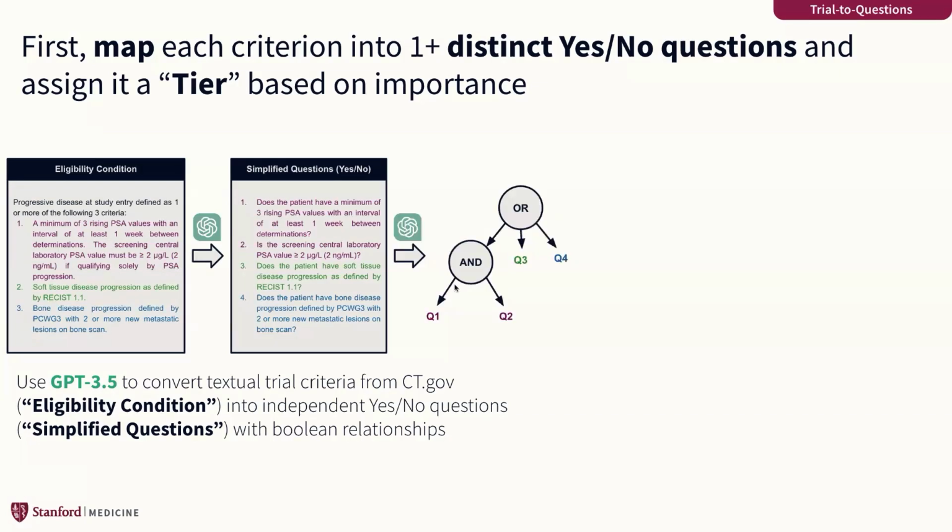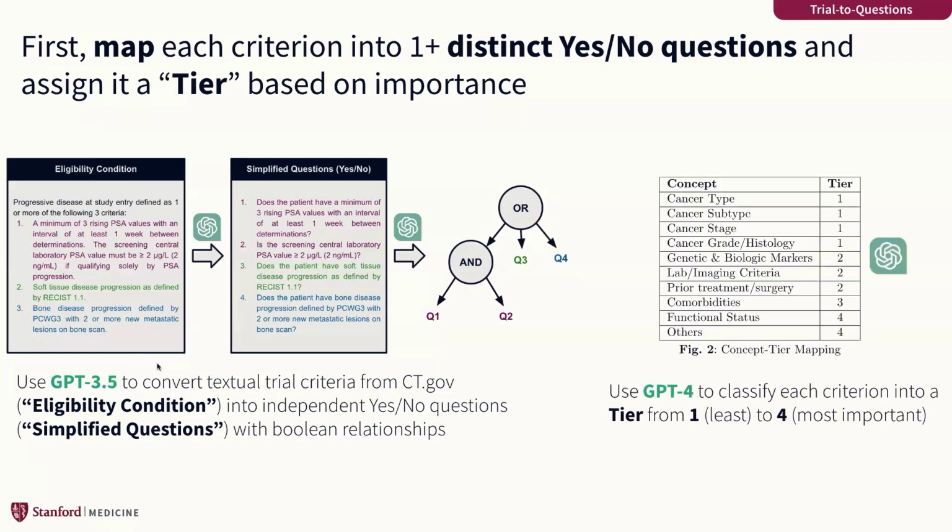Next, they're going to create this graph where there are logical relationships between the questions, right? So for these first 2 questions, the ones in purple, they both have to be true in order for this criterion to be met. So that's why there's this AND. And if you look at the top here, it says progressive disease of study entry is defined as 1 or more of the following 3 criteria. And so the patient needs to have either this or Q3 or Q4 in order to meet this overall giant criterion, right? So they're basically just decomposing these questions.